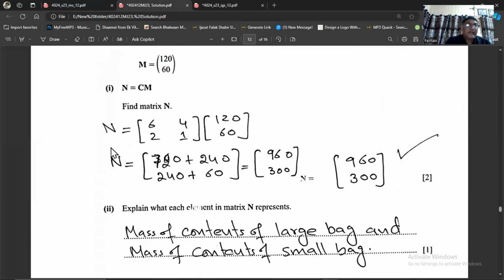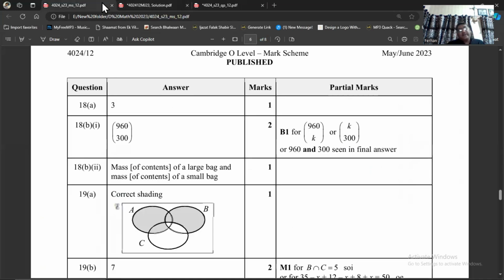So when you multiply from here, I take the rows, and from here I take the column. So 6 will multiply with 120 plus 4 will multiply with the 60. Then the second row's turn will come. So the second row will multiply with the first column. So 2 will multiply with the 120 plus 1 will multiply with the 60. So you will have 240 plus 60. So you will have 960 and 300. That is the right answer, sir.